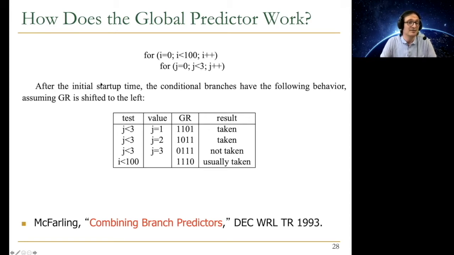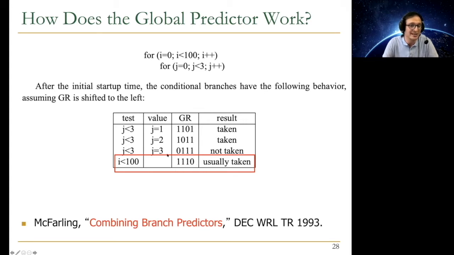So basically, after the initial startup time, the conditional branches have the following behavior, assuming the GR or global history register shifted to the left. So let's take a look at this last branch over here. After the inner loop is executed at least once, you test I equals 100, and the previous branches that tested J are actually taken, not taken, and the branch before that was actually taken, which is the loop branch, the outer loop branch. So basically, your global history for 4 branches should be taken, not taken. So you can see the not taken one over here, 0, taken 1, 1, taken 1, 1.